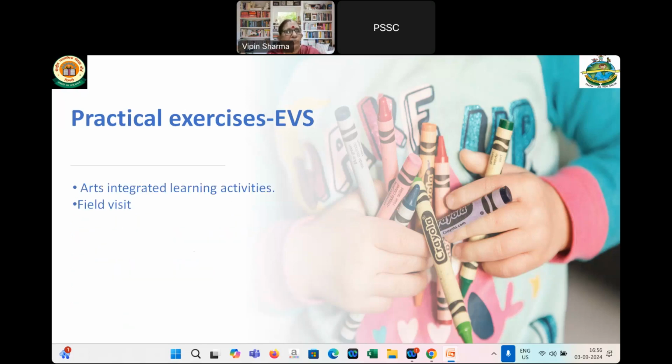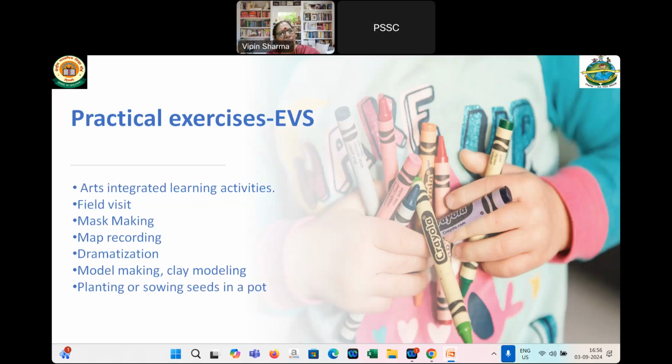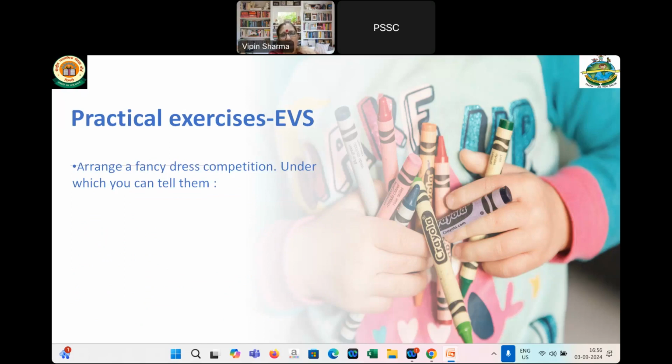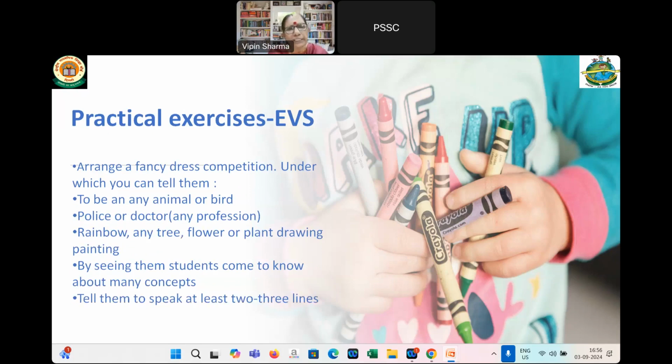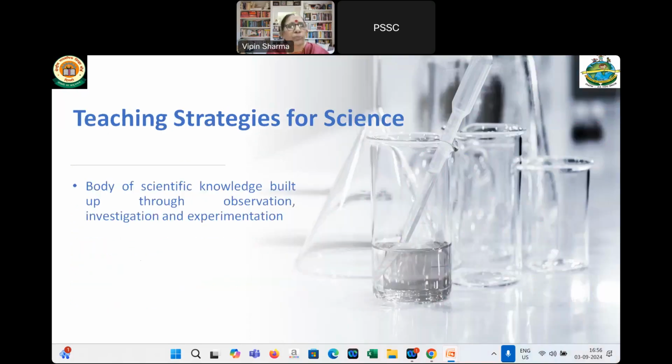Yes. Now, art-integrated learning activities can be field visit, mask making, map recording, dramatization, model making, clay modeling. See, I have just picked up a few. Family tree is very common. You can plan. Okay. Arrange a fancy dress competition, you can tell them, be an animal or a bird, police or a doctor, rainbow, any flower or plant, drawing, painting. By seeing them, students come to know about many concepts. You can plan out. Think of it. I have just given a tip. You can further elaborate. Take a clue, move further. Tell them to speak at least 2-3 lines. They will do it.